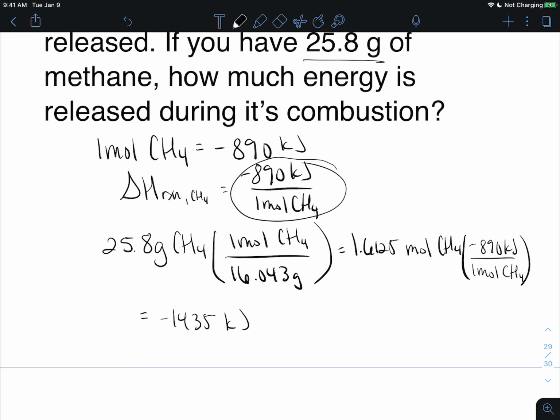And then we want to go ahead and make sure we put it in the correct number of sig figs. In this case, we want 2 sig figs because we only have 2 here. So it's going to be equal to negative 1400 kilojoules of energy, or 1.4 times 10 to the 3 kilojoules to remove any ambiguity.